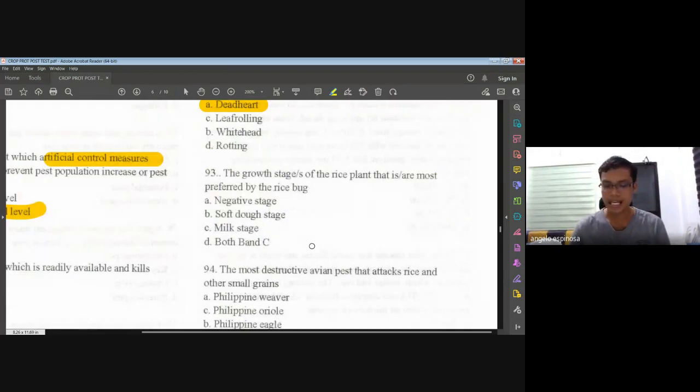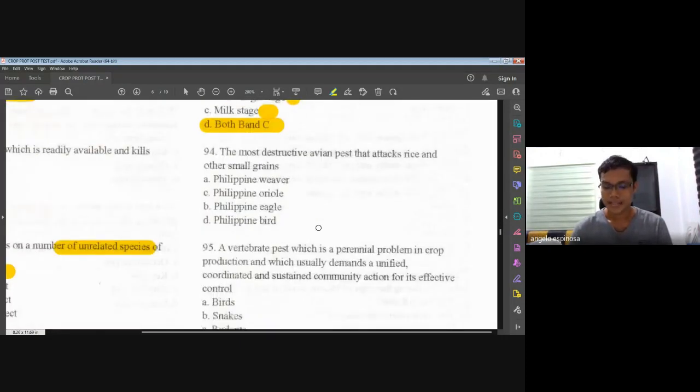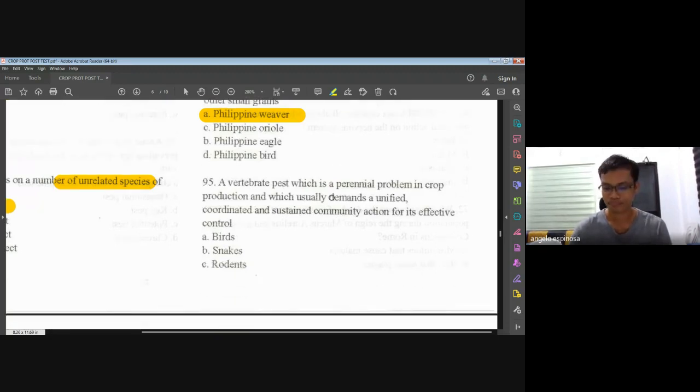Number 93, the growth stages of the rice plant that is or are most preferred by the rice bug. The correct answer is letter D, both B and C, both soft dough stage and then milk stage. Number 94, the most destructive avian pest that attacks rice and other small grains. Correct answer is letter A, Philippine weaver or Maya. You already know that.